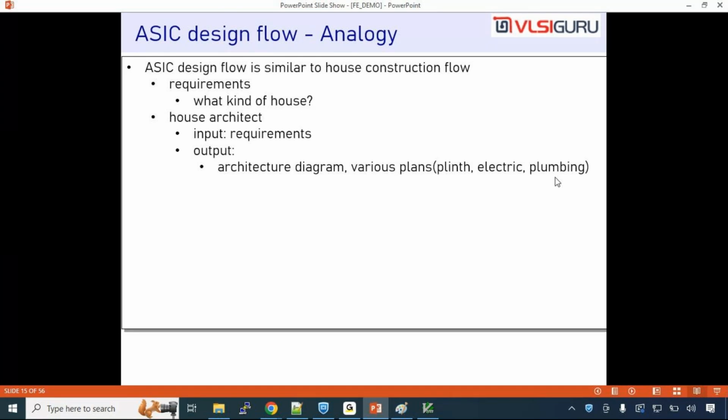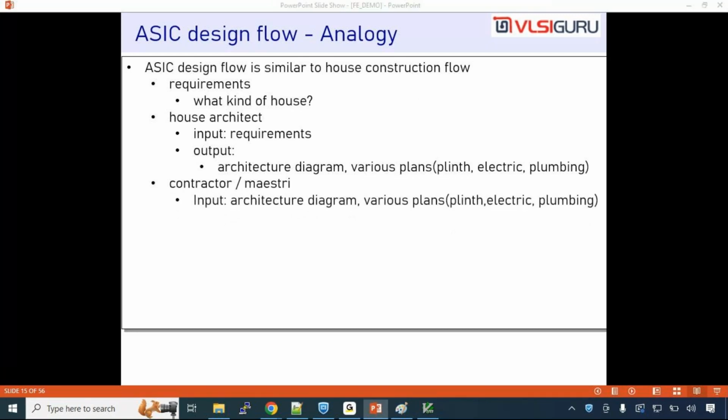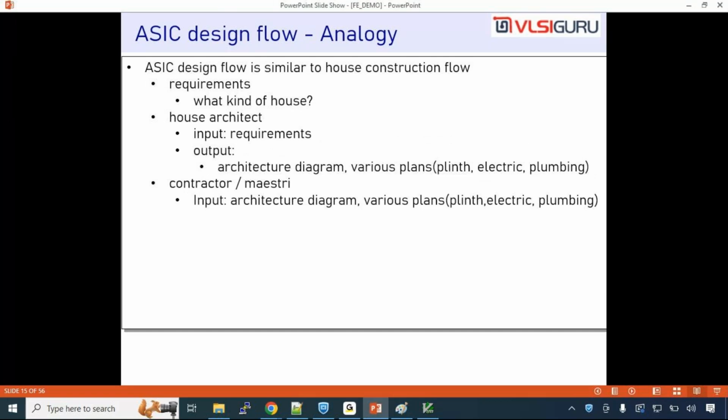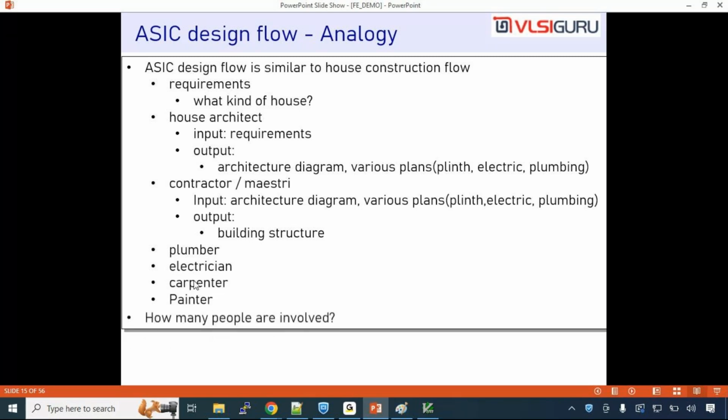Whom will you go to after that? You'll go to a mestri or a contractor. What will he do? Whatever is the output of the architect, that is input for him. Whatever the architect has given becomes input to the next stage. What is the output finally from him? The entire building structure will come. Now, can you enter into that house readily? No, right? Still a lot of things to be done. So what is pending? Plumbing, electrician work, carpenter, painter, different people are involved by the time your house is ready.